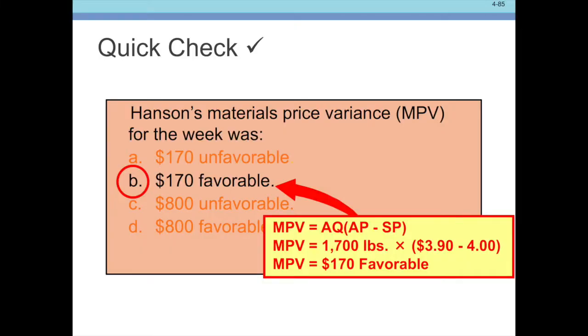Now, what was our standard price per pound? Our standard price per pound was $4 per pound. If we divide 6,630 by the 1,700 pounds, if we do that math, it's $3.90. So what did we actually pay per pound? 6,630 bought 1,700 pounds. So that's our actual price per pound. And then we compare that to the standard price. So we spent $3.90 a pound, and we should have spent $4 a pound. So that's going to be a positive variance. We spent a dime less, and the pounds we actually used multiplied by the 10 cents that we saved gives us $170 favorable for the week.